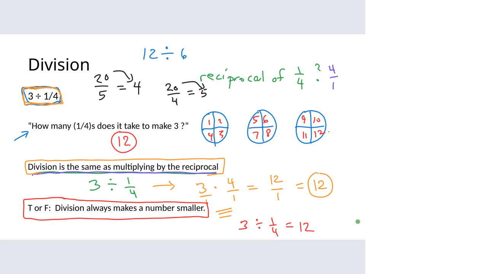But the problem we just did, I started with 3, I divided it by 1/4, and my answer was 12. It is possible to do a division problem and end up with an answer that's bigger than the number you started with. So division always makes a number smaller. That would be false. And right here is my counterexample. I started with 3. I did a division problem, and I ended up with a number bigger than 3 as an answer.